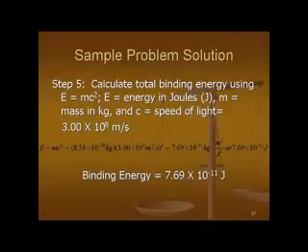So we're ready to move on to step 5. What we want to do is calculate the total binding energy using the equation E equals mc squared. That's the famous equation that was derived by Albert Einstein. E is the energy in joules, m is the mass in kilograms, and c is the speed of light. And the speed of light is 3 times 10 to the 8th meters per second.